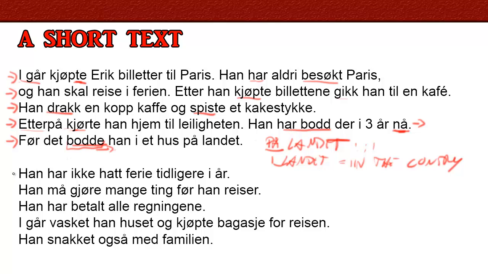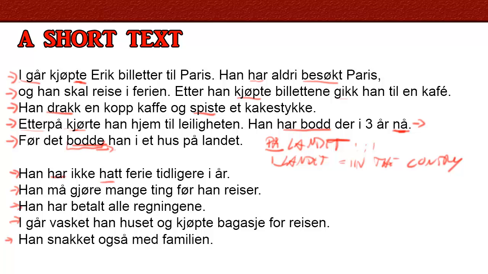Okay, the next. Han har ikke hatt ferie tidligere i år. Han må gjøre mange ting før han reiser. Han har betalt alle regningene. I går vasket han huset og kjøpte bagasje for reisen. Han snakket også med familien. He hasn't had vacation earlier this year, so perfect tense, particularly when it's something you've never done.